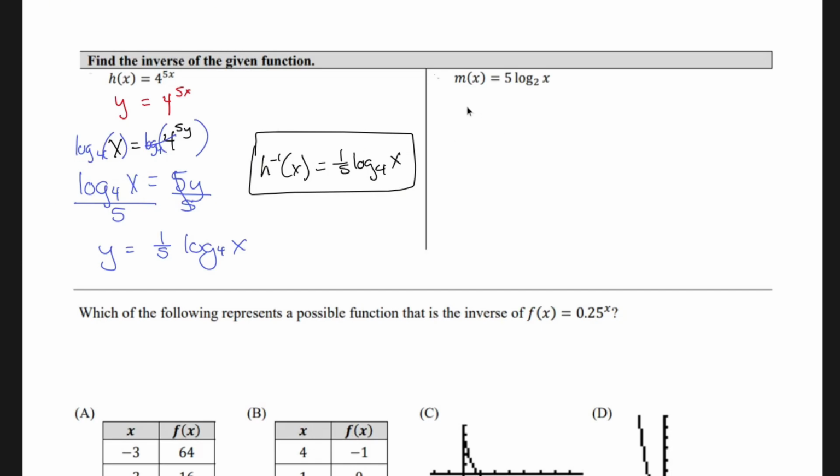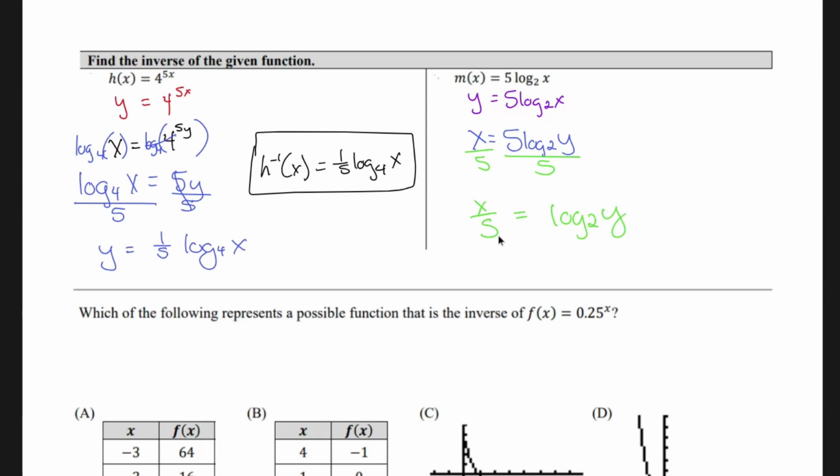Let's do it again. Y equals 5 log base 2 of x. Swap the x and the y. X equals 5 log base 2 of y. Before we can do anything, let's divide both sides by 5. Divide both sides by 5. X over 5 equals, let's leave a teensy bit of space, log base 2 of y.